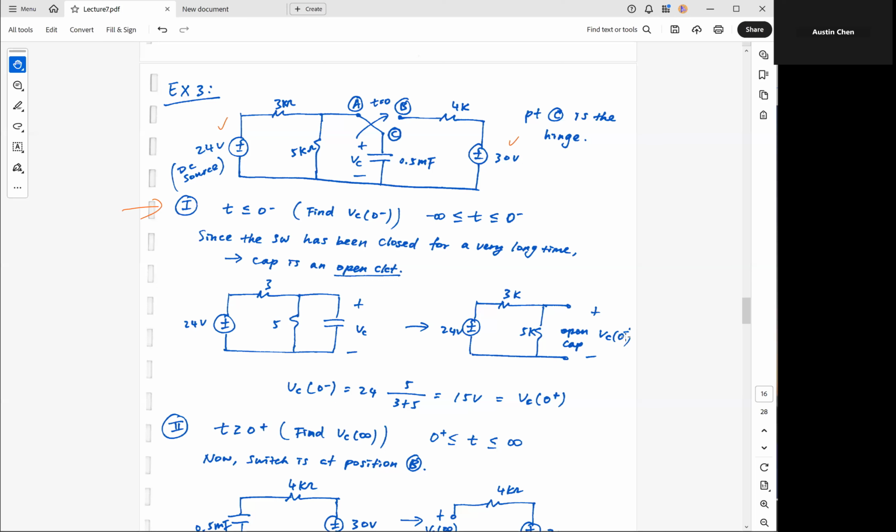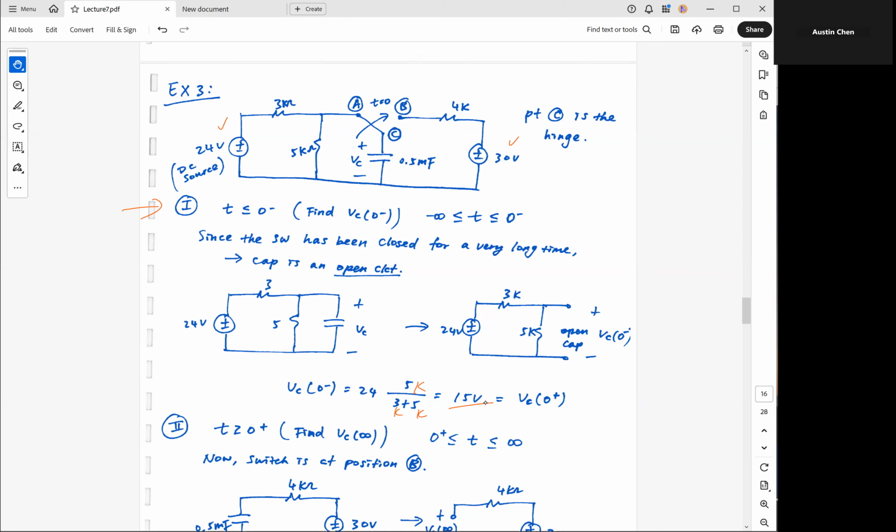Okay, and 0 minus, again, the minus sign here indicates that this is before the switching event. All right, so how do we find this VC at 0 minus? Well, simple voltage division will do. So 24 times 5K over the sum. So K, K, and K here, right, K ohm. So 5 over 8, right? So times 24, I'll get 15 volts.